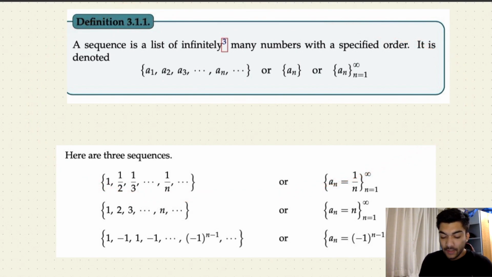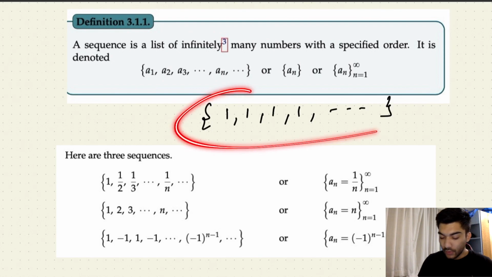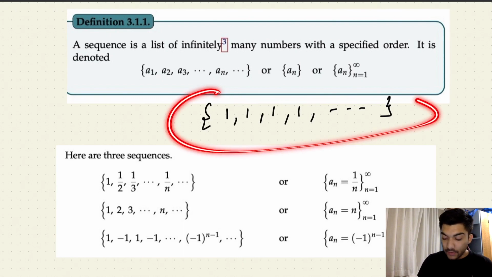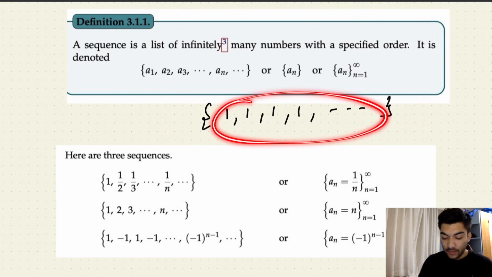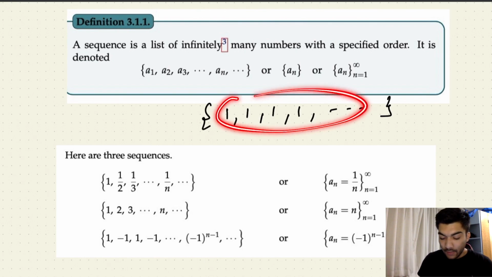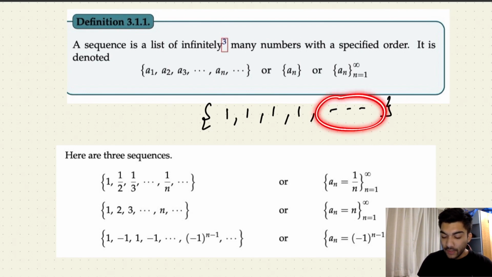A sequence is basically a list of infinitely many numbers which have a specified order, which have a specified pattern. Let's suppose we have a list of infinitely many ones. So you have a list of infinitely many ones over here, right? This is also a sequence because the numbers have a specified order and a specified pattern, which is basically that if you add plus 0 to every term, you'll get the next term, right? And it's an infinite sequence as well. So that is exactly what a sequence is.